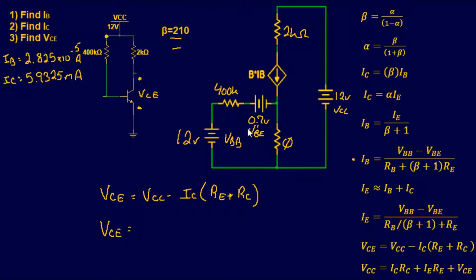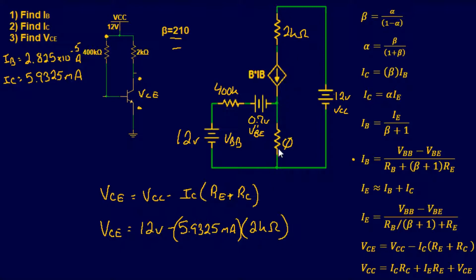So we know this is 12 volts because that guy right there. So 12 volts. And usually when you see VCC, it's referring to this guy right here. It may not always be labeled as such, but I notice it's very common, so I'm going to stick with the common nomenclature here. Minus, we know IC now is 5.9325 milliamps times, now here's the good news, we don't have any resistance at the emitter. There is no resistor there, so it's 0 plus RC. So we need the resistance at the collector, which is 2K.